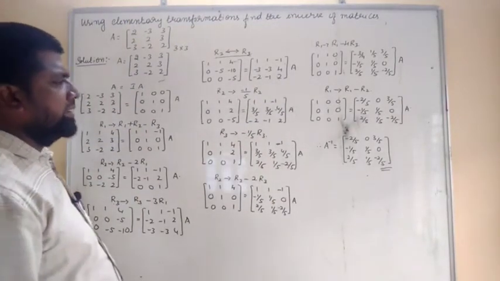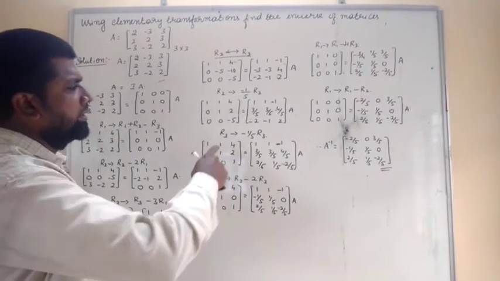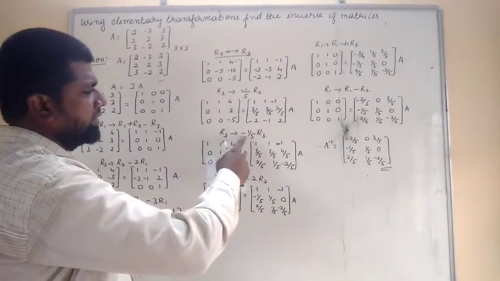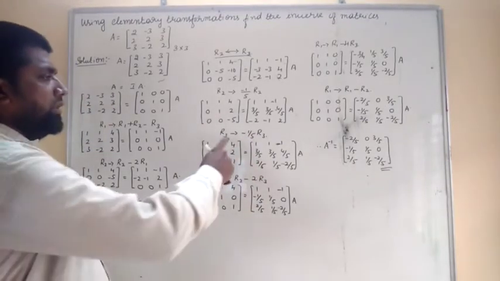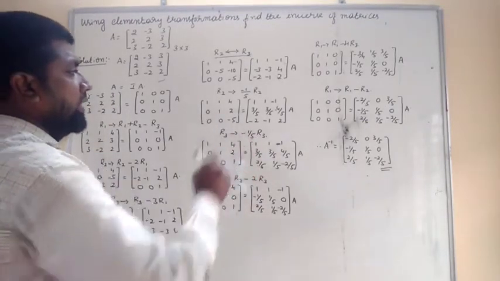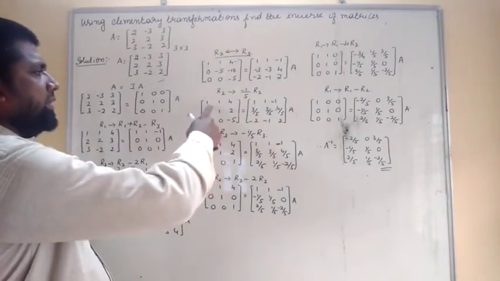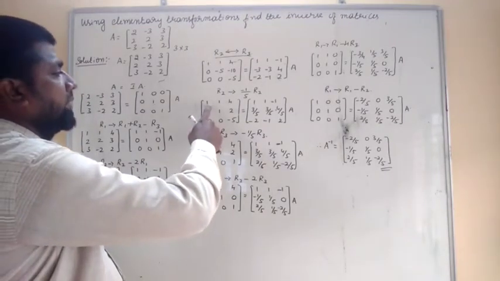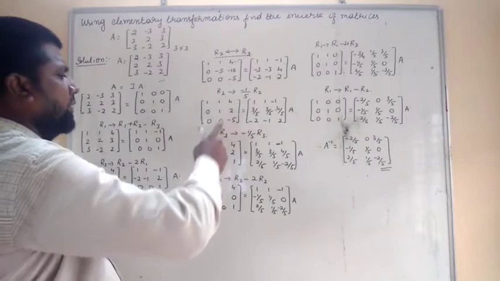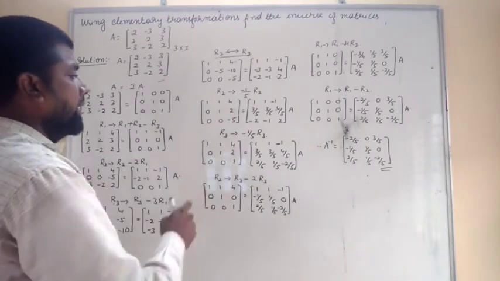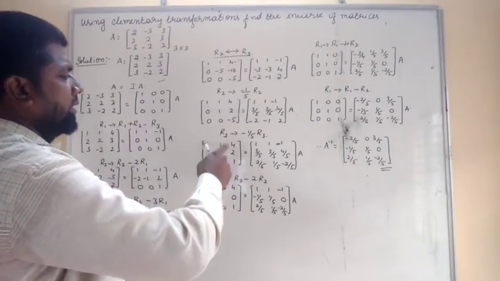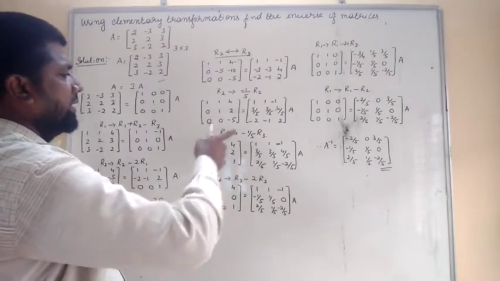So the next step is the third row you have to change. R3 changes to minus 1 by 5 into R3. So let us write the left side matrix first. First row is 1 1 4. The second row is 0 1 2. Then you have to change the third row. Third row means you have to multiply with minus 1 by 5.